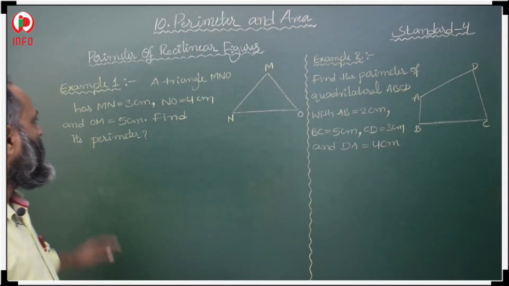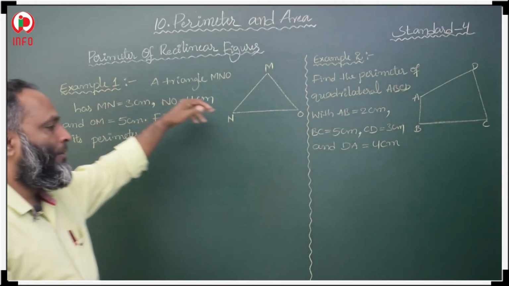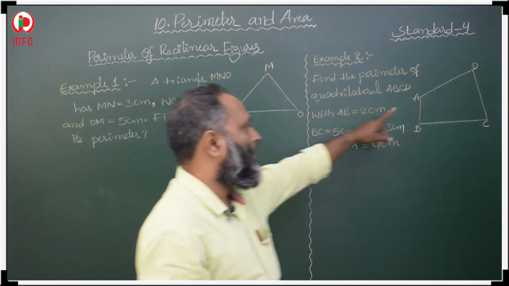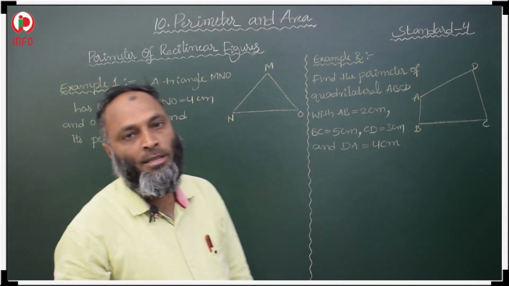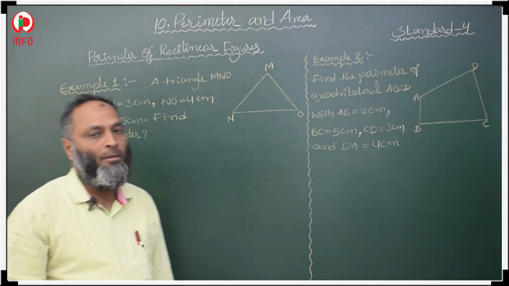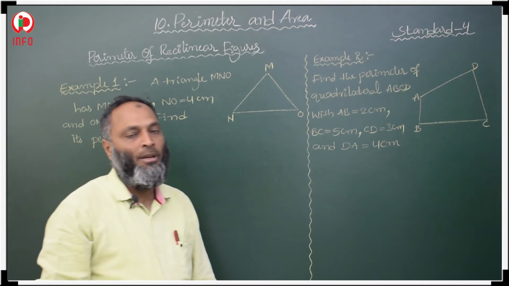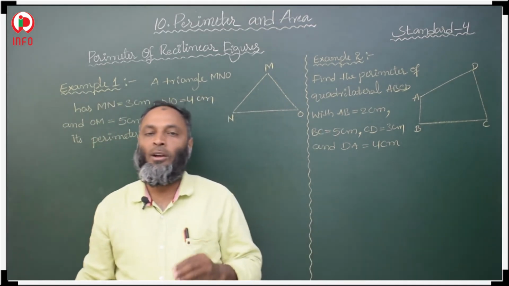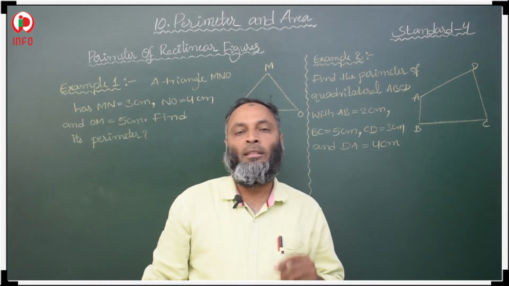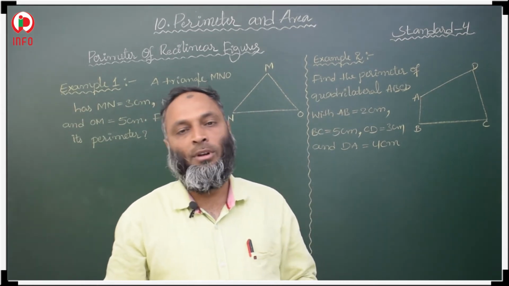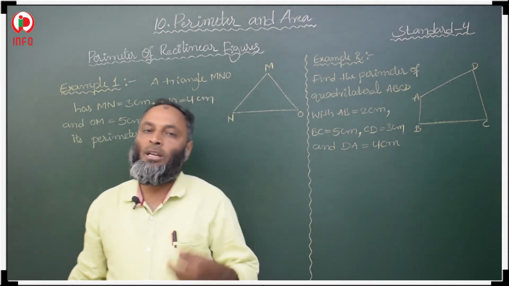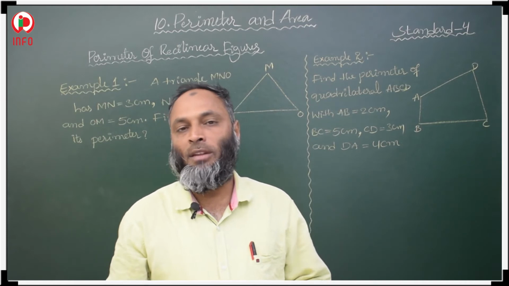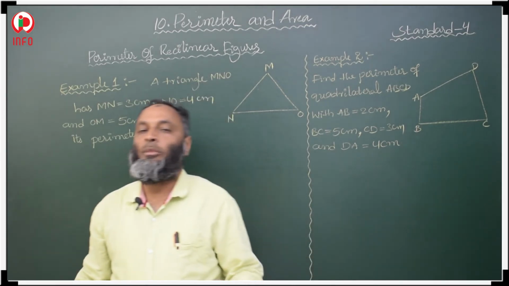Now students, see here. In the examples, we have to find the perimeter of triangle MNO and quadrilateral ABCD. What is a perimeter? Perimeter means the sum of the sides. We have to add the lengths of all the sides of a polygon, and if centimeters are given, we should write centimeters. If meters are given, then meters, and if kilometers, then kilometers.